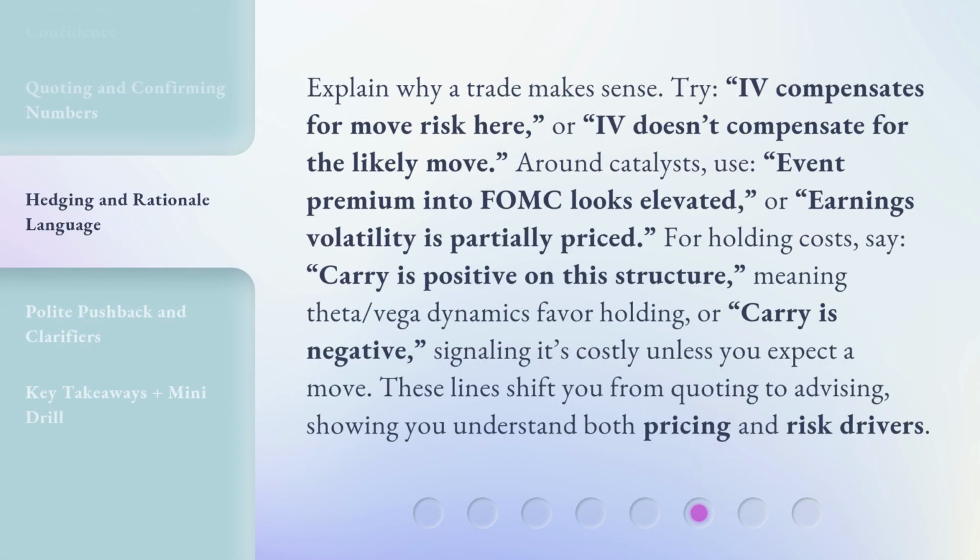Explain why a trade makes sense. Try, IV compensates for move risk here, or IV doesn't compensate for the likely move. Around catalysts, use event premium into FOMC looks elevated, or earnings volatility is partially priced.